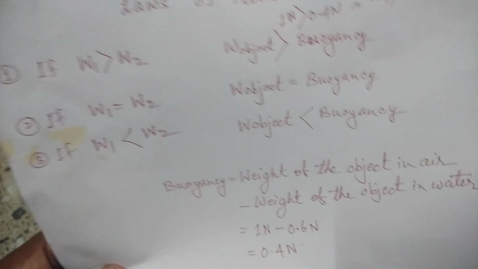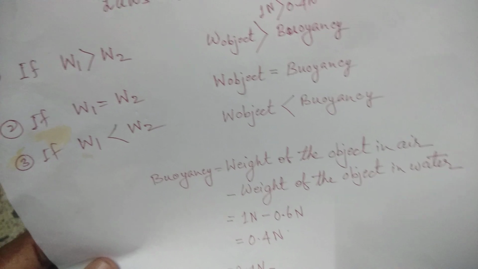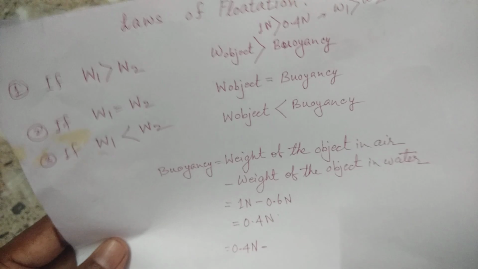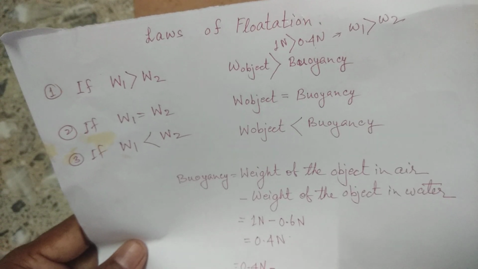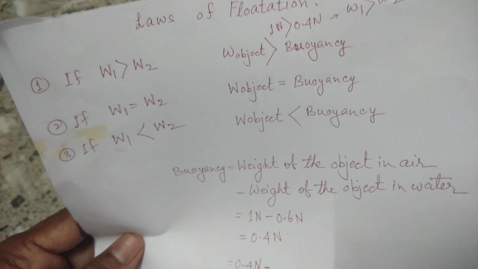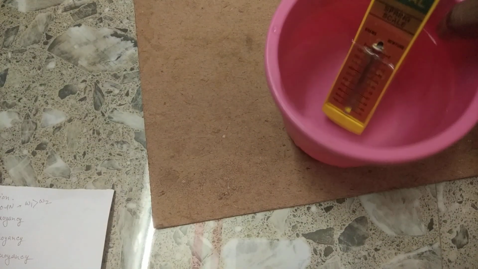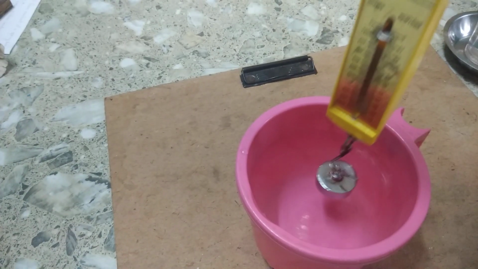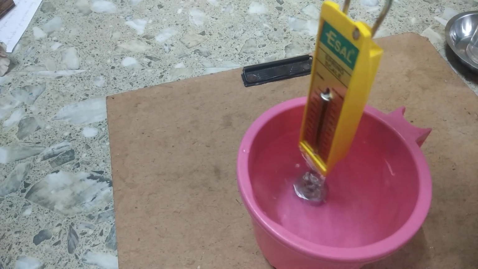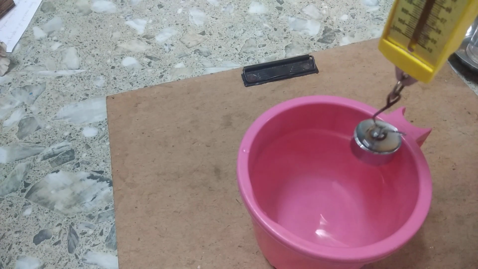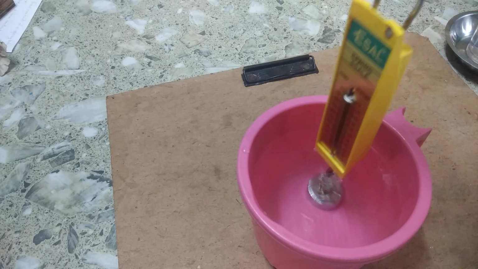Therefore, in this case, W1 is the weight of the object in air and W2 is the buoyancy. The weight of the object is greater than the buoyancy because the weight of the object is 1 Newton and the force of buoyancy is 0.4 Newton. Since 1 Newton is greater than 0.4 Newton, the body will sink. And we have seen also that this body is sinking. If we release this object, you see, it sinks in the water. That means if the weight of the object is greater than the force of buoyancy, then the object will sink.